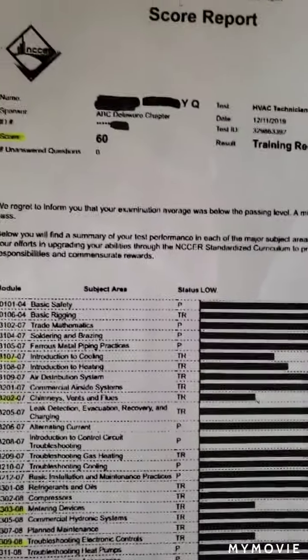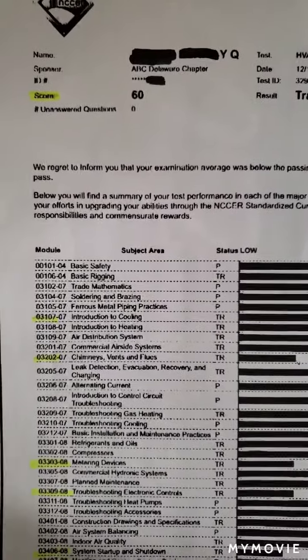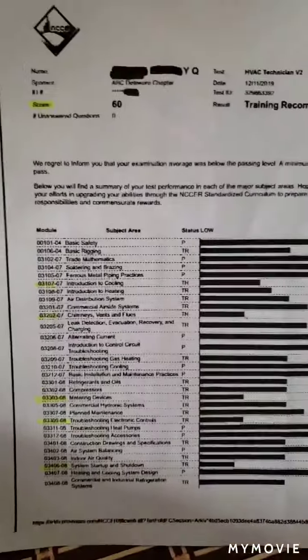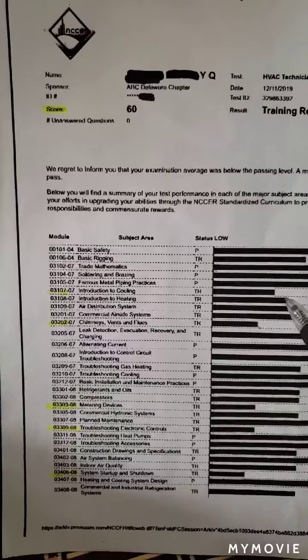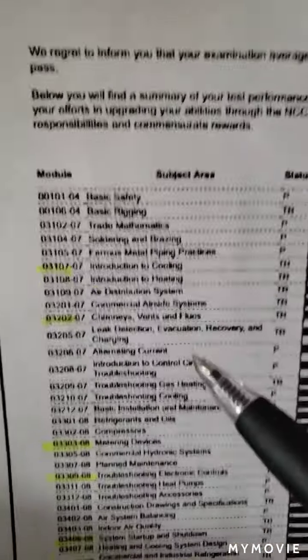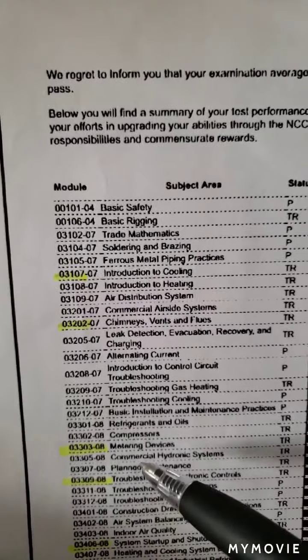I got a 60 on the test. You need a 70. But what I did was highlight the areas and the fields that I needed help in. As you see, this area and this area are some of the areas that I needed some help in. So what I did, I ordered the books online.